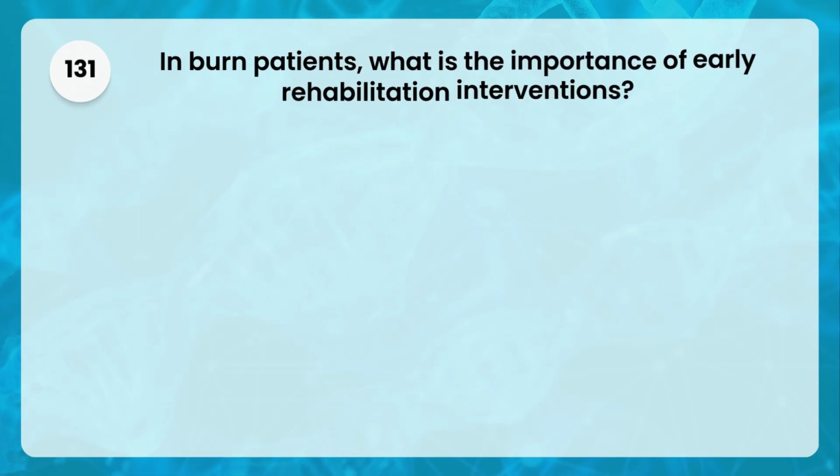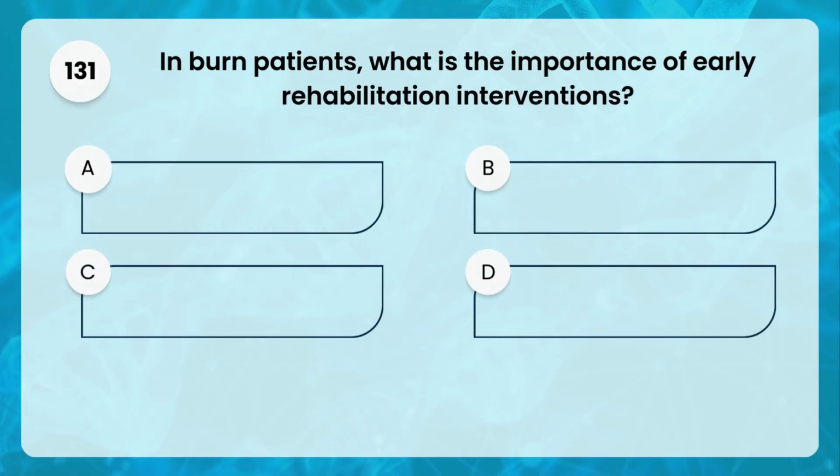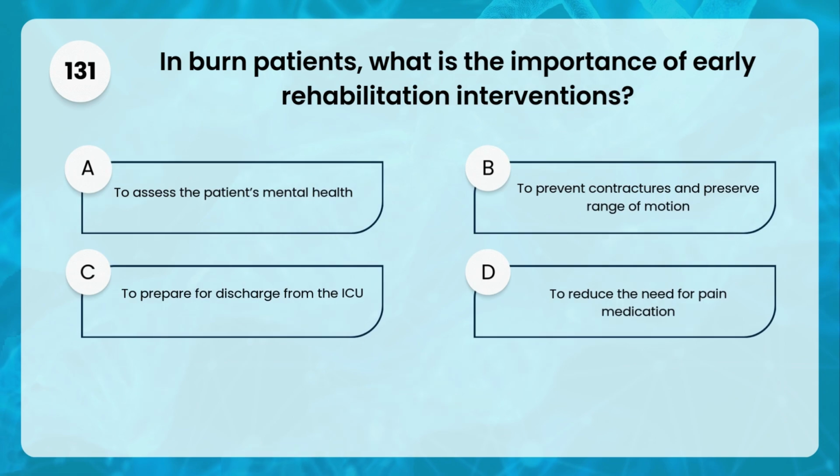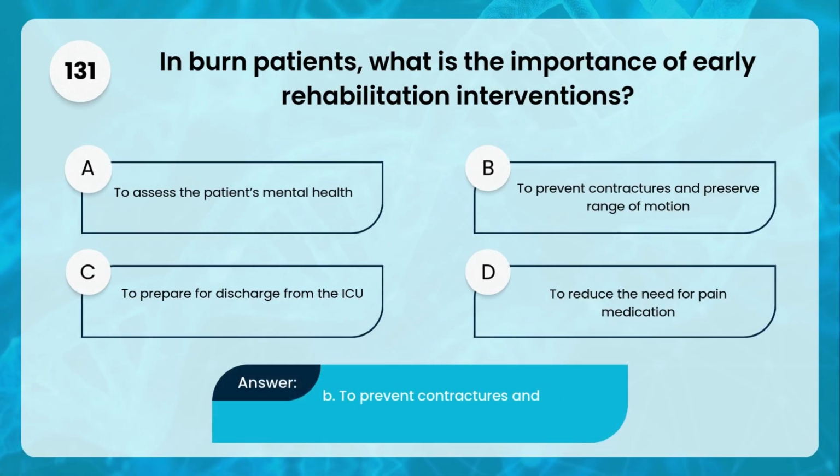131. In burn patients, what is the importance of early rehabilitation interventions? A. To assess the patient's mental health. B. To prevent contractures and preserve range of motion. C. To prepare for discharge from the ICU. Or D. To reduce the need for pain medications. The answer is B. To prevent contractures and preserve range of motion.